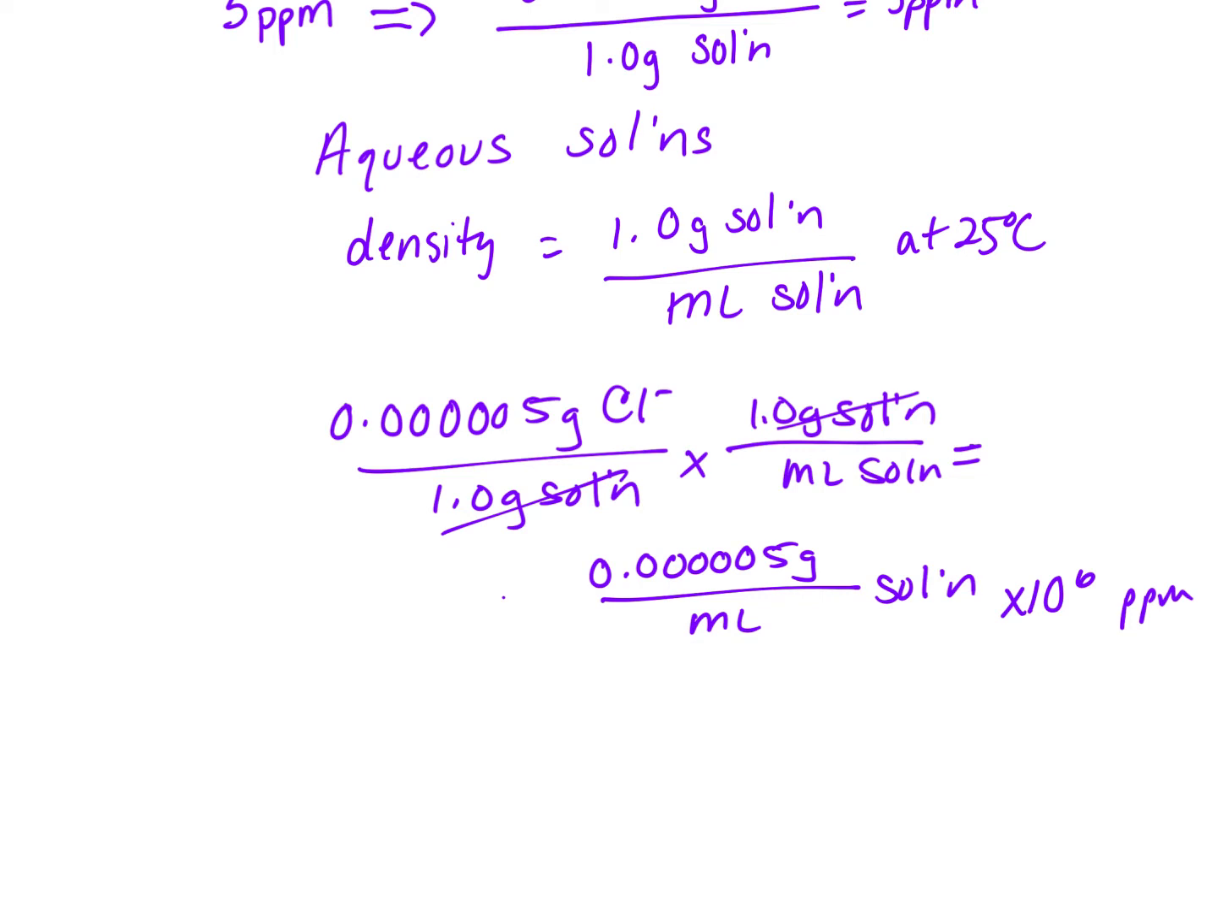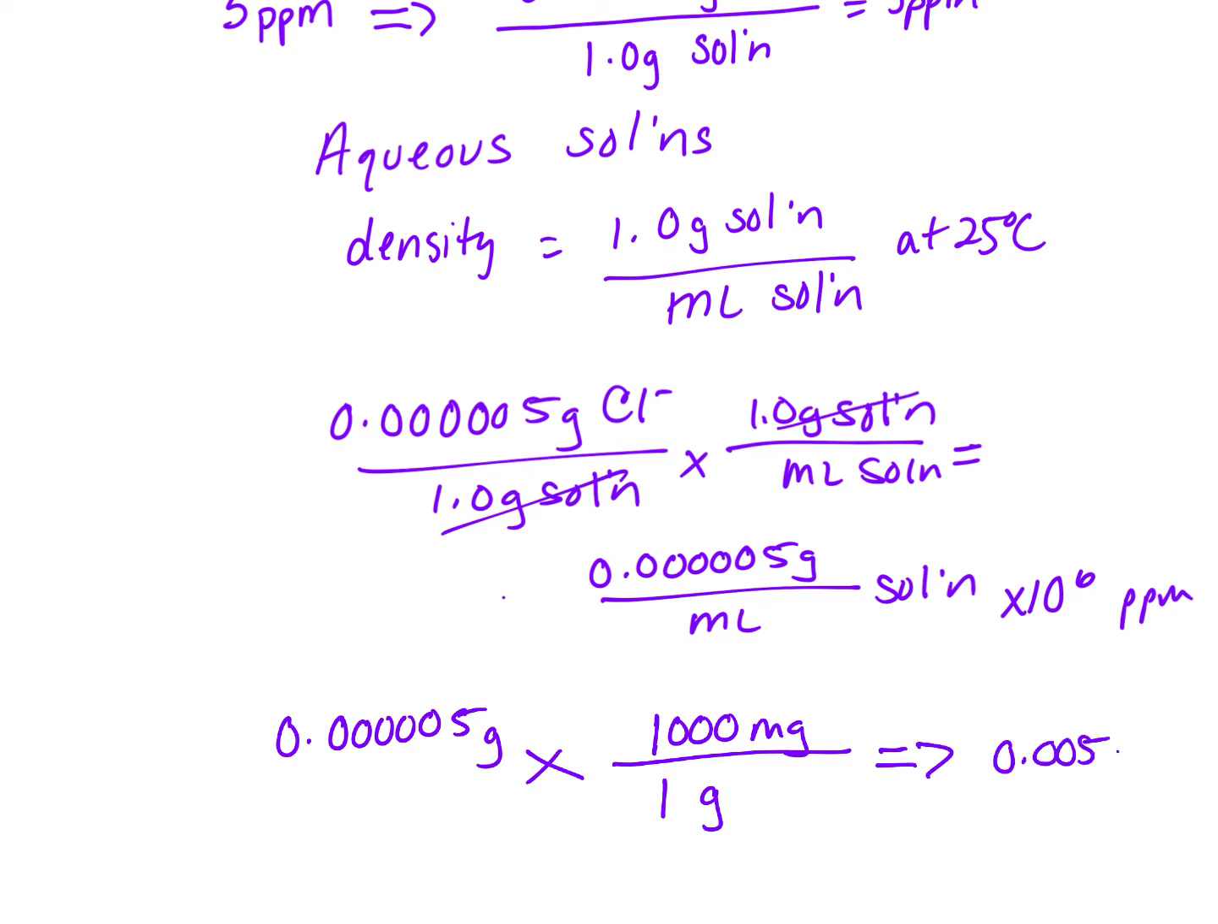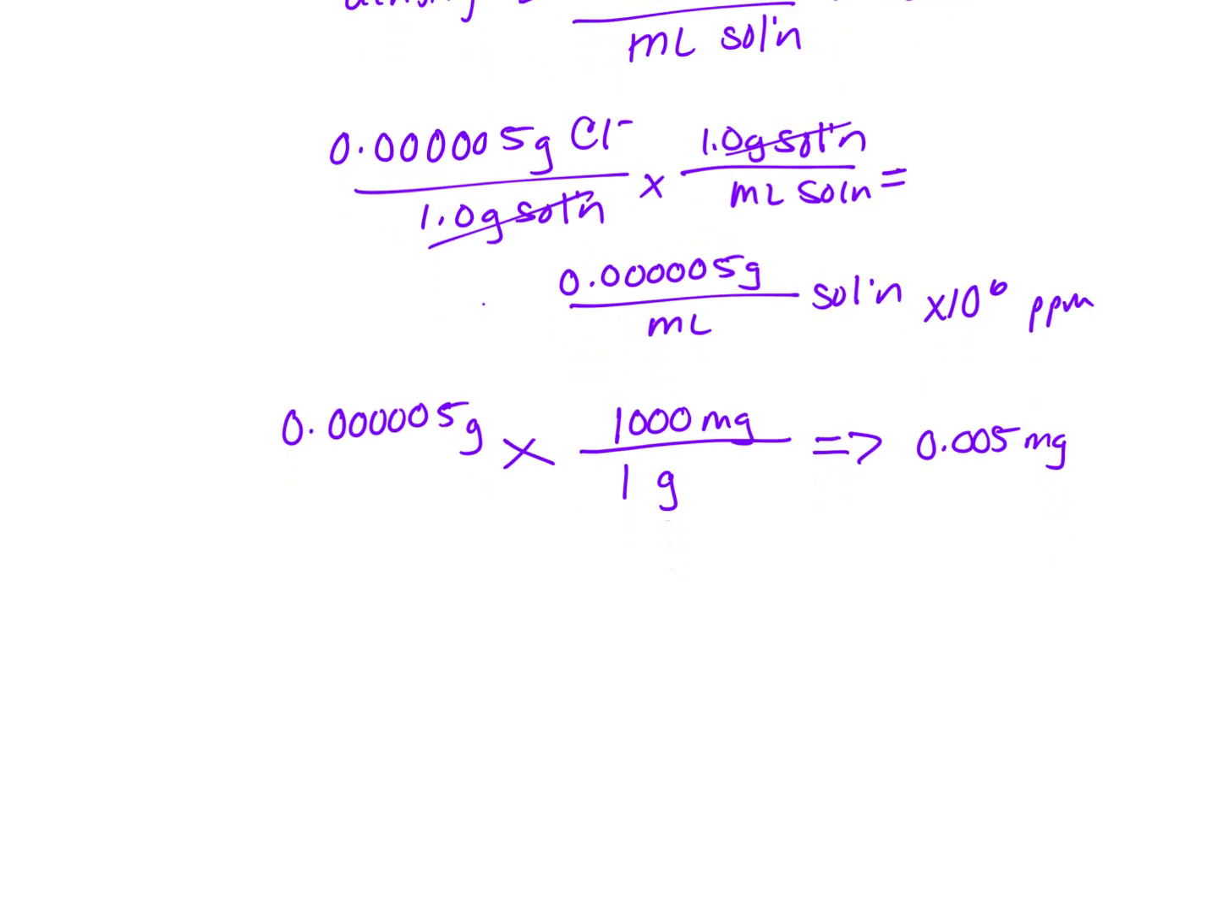So if we convert our mass into milligrams, let's take 0.00005 grams. For 1 gram, there's 1,000 milligrams. And so that gives us 0.05 milligrams. Okay, we're getting better.